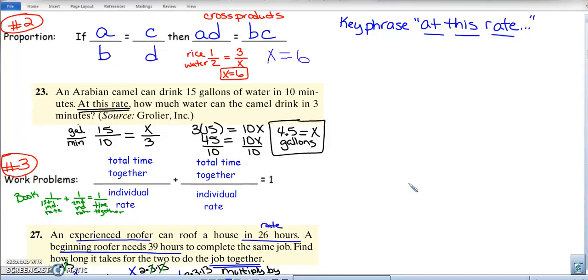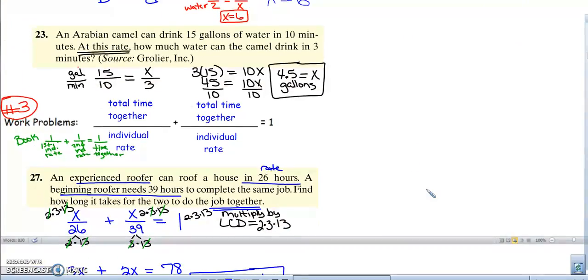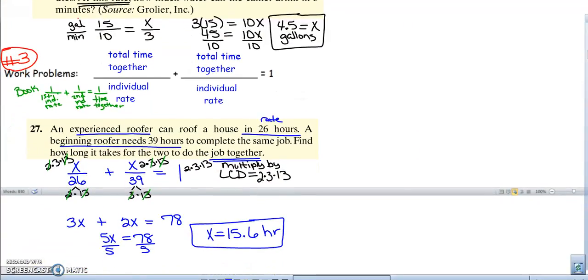The next type of problem we're going to look at is a work problem. We've seen these earlier in the semester. This is the way I like to set them up. Fraction plus fraction equal 1 job done, with the time together that they work on top of both fractions, and one person's individual rate here, the second person or machine's individual rate here.